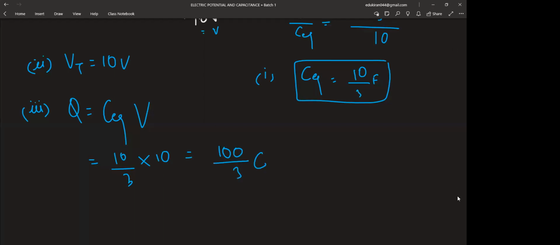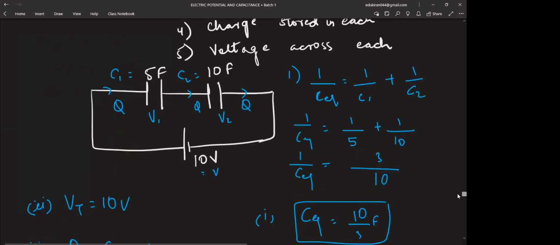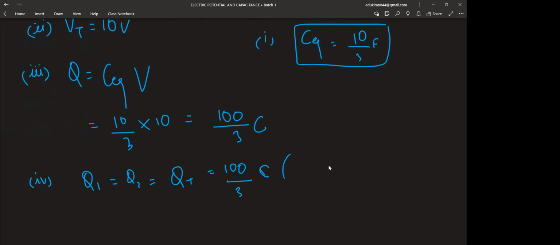Now, the fourth part says charge stored in each. Now see class, this is a series combination. Charge stored in each of these will be the same as the total charge. So the individual charges Q1 will be equal to Q2, which will be equal to the total charge, and this is equal to 100 by 3 coulomb. Reason: because this is connected in series combination.